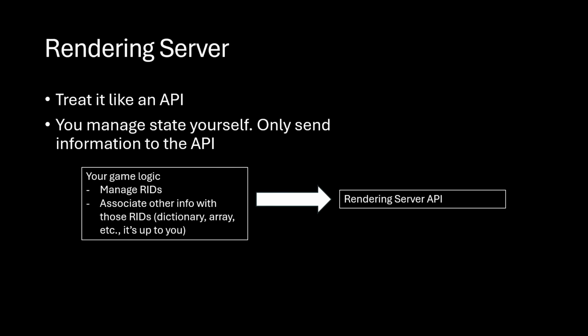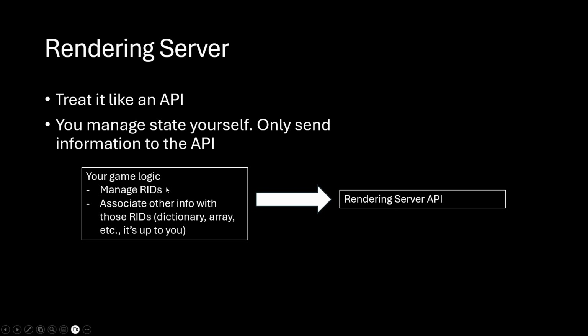So the big problem with the rendering server is that you have to manage the state yourself. That means you have to manage whether something is visible or not. You've got to manage their transforms, like where these objects are positioned in space, particularly if they're moving around.